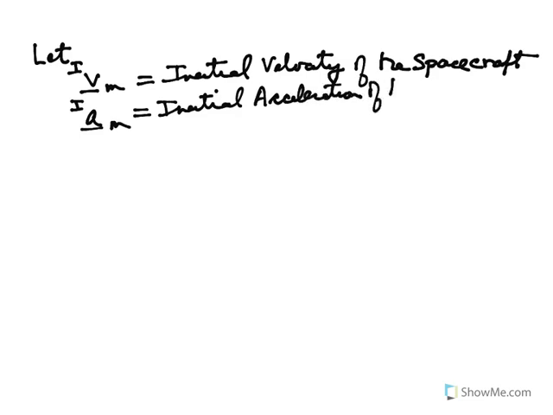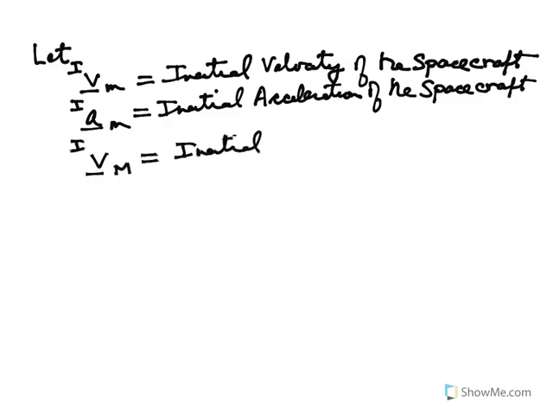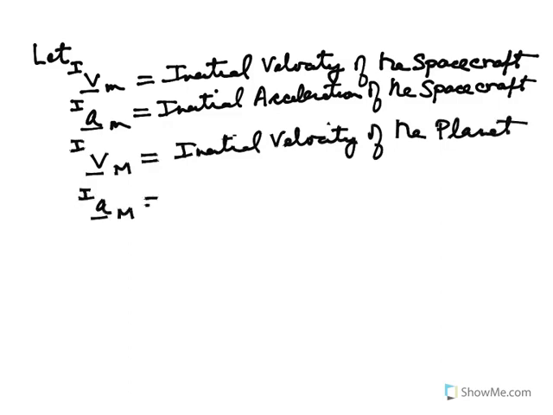of the spacecraft. And then we similarly have two quantities that will be defined for the planet. The velocity of the planet as viewed by an observer fixed in the inertial frame will be compactly called the inertial velocity of the planet. And then the acceleration of big M in I will be denoted the inertial acceleration of the planet.